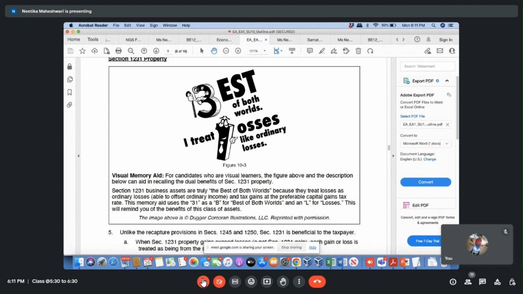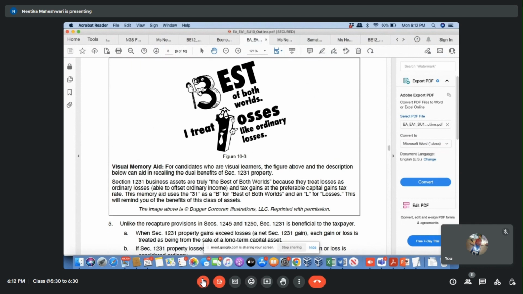But here, with Section 1231, they're saying this is the best of both worlds. Section 1231 losses will be considered as ordinary losses, able to offset ordinary income. And the gains will be taxed at the preferable capital gains tax rate. So the gains will be considered as capital gain, which is definitely going to be taxed at a lower rate because these are capital gains. And if there are losses, they're considered as ordinary losses. This is like the best of both worlds. That's what they're saying.